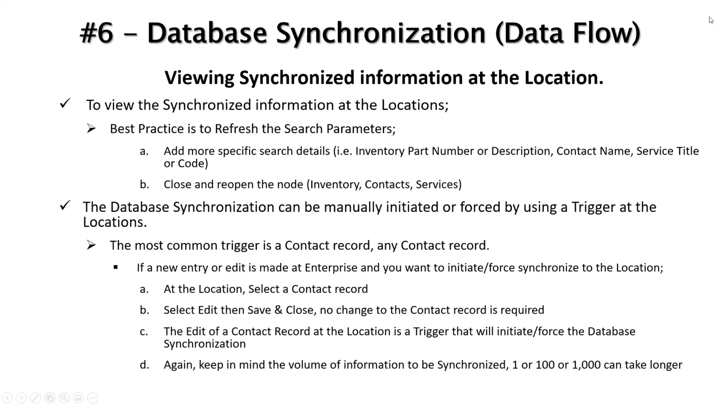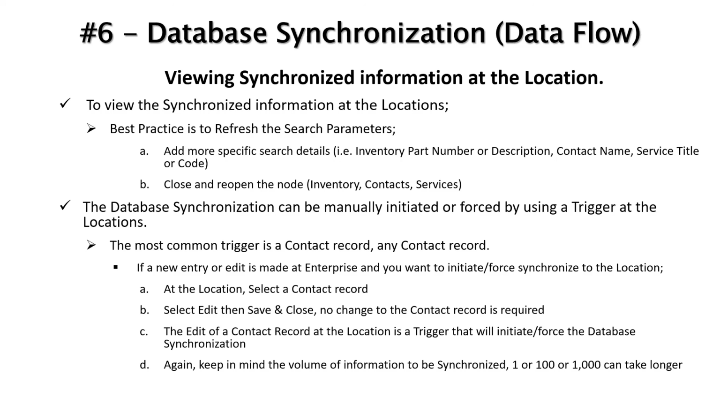Viewing synchronized information at the location. To view the synchronized information at the locations, best practice is to refresh the search parameters. Add more specific search details, i.e. inventory part number or description, contact name, service title or code. Close and reopen the note, inventory, contacts, or services.